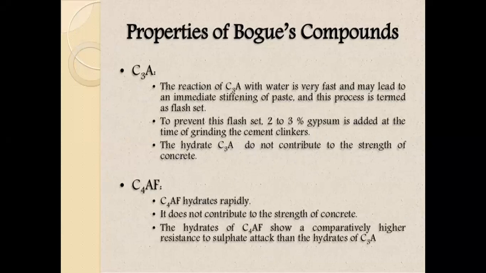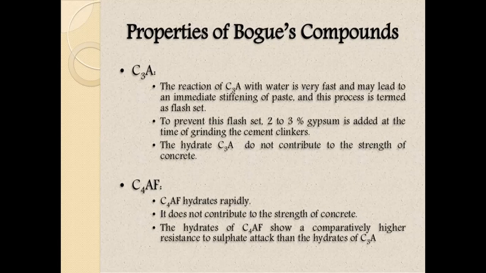Next is tricalcium aluminate. The reaction of the C3A with water is very fast and it leads to the setting of the paste, that is immediate setting of the paste, and this process is termed as the flash set. To prevent this flash set, 2 to 3% gypsum is added at the time of grinding of cement. The hydrated C3A does not contribute to the strength of the concrete.